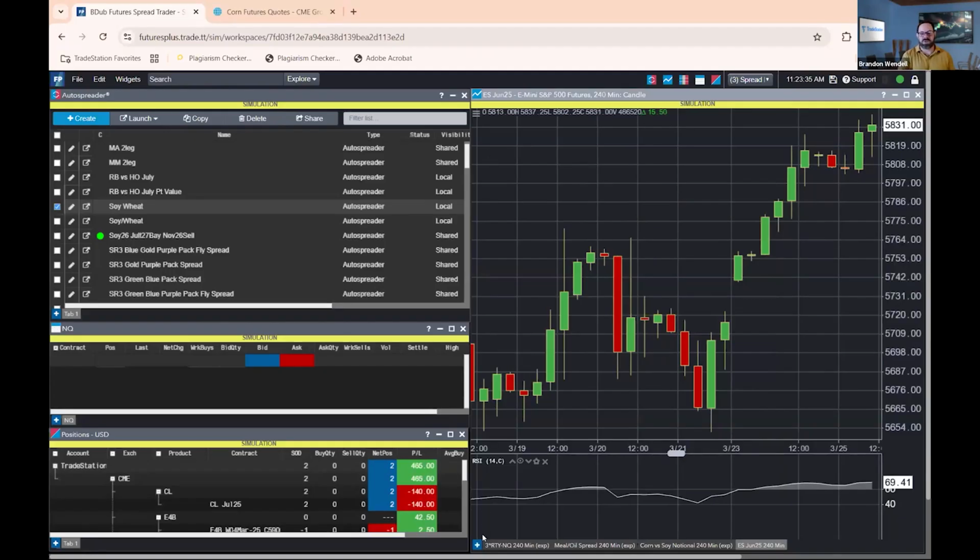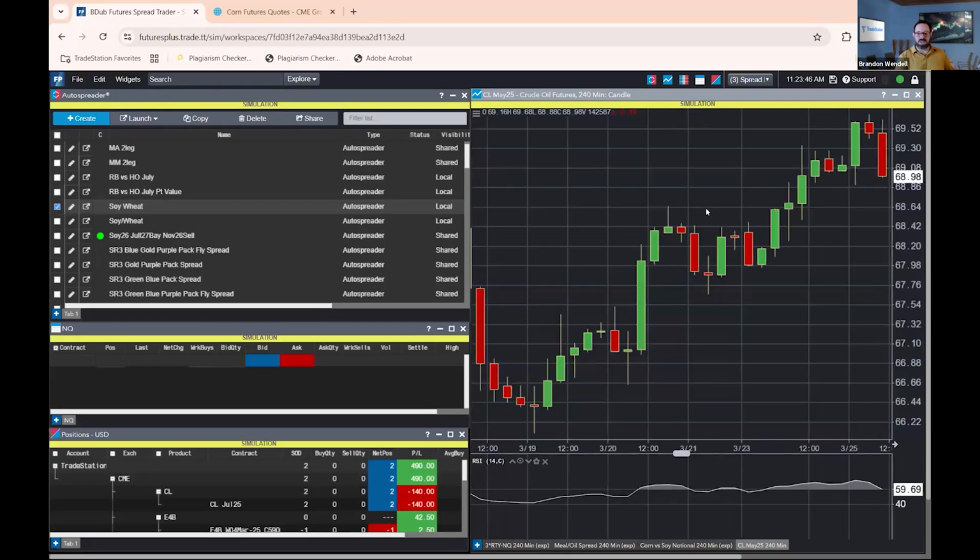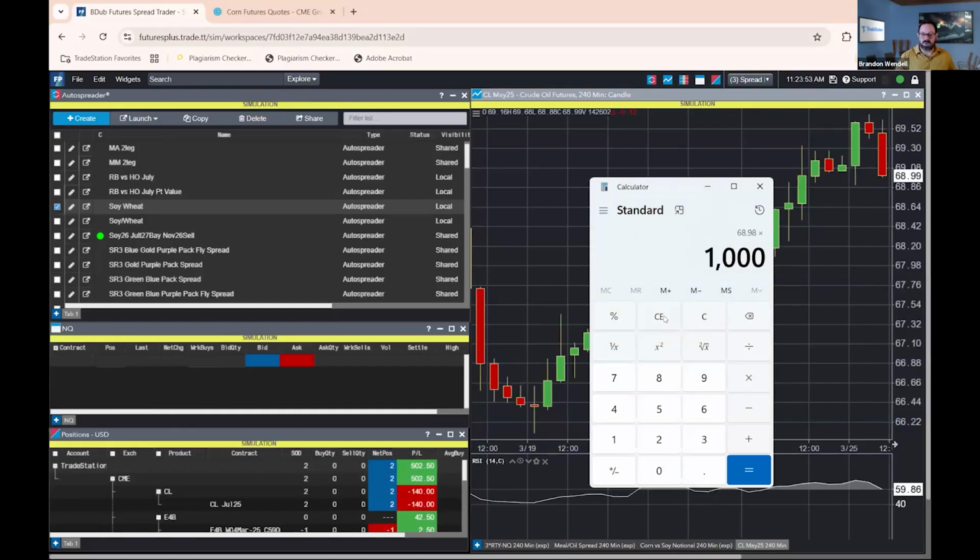As an example for a physical contract, let me change this one. CL, crude oil, May 2025, is currently trading at 68.98. If we multiply that by the point value, 1,000, you are trading, we'll call it $69,000 worth of crude oil. That's the notional value. The notional value, what you're actually trading, is almost $69,000 worth of crude oil. And when we deal with spreads, we deal with notional values, so we're comparing apples to apples, not apples to oranges.